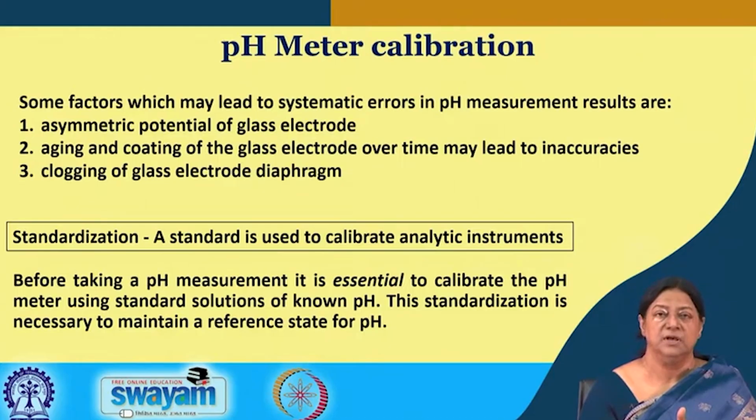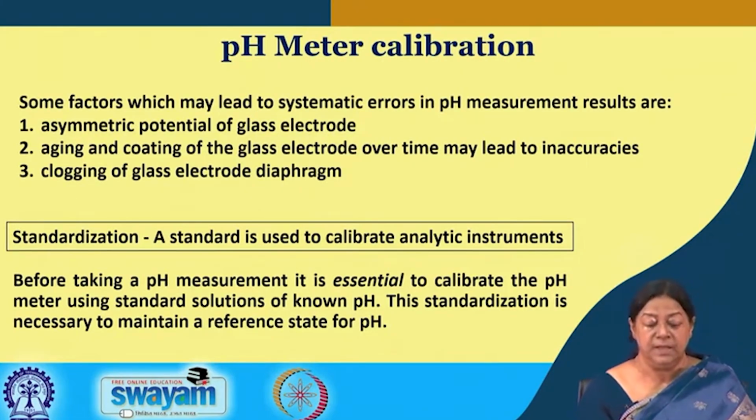Now, before we take a pH measurement using a pH meter, it is necessary to standardize the pH meter. Now, what do we mean by standardization? This is a term that we will be constantly referring to as standardizing an instrument. When we standardize an instrument, it means that we use a specific standard to calibrate an analytical instrument. So, how do we calibrate a pH meter?